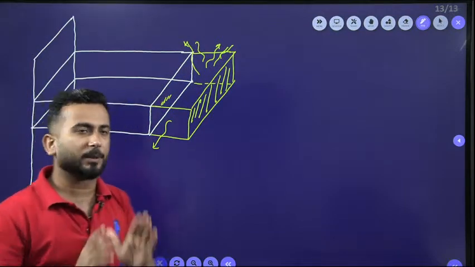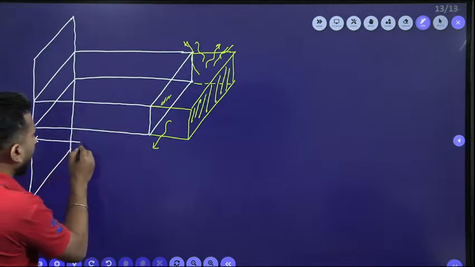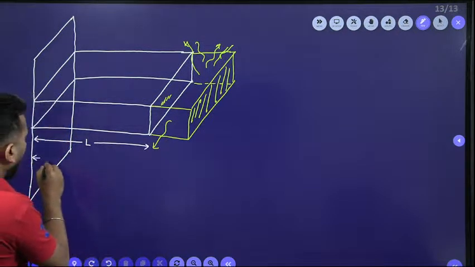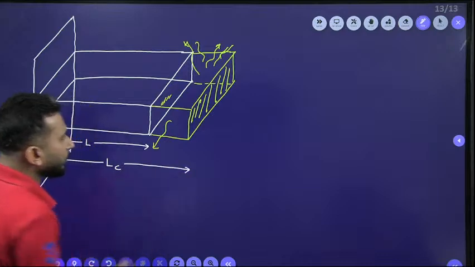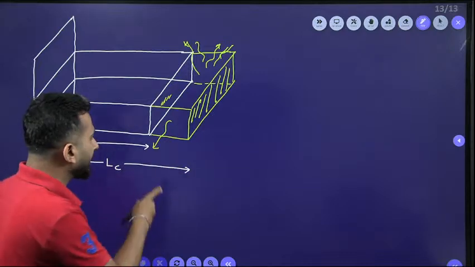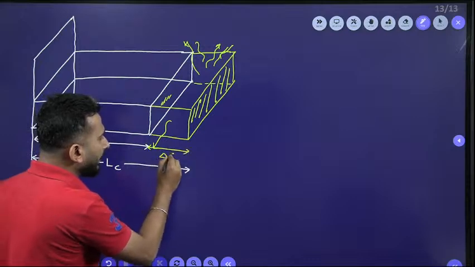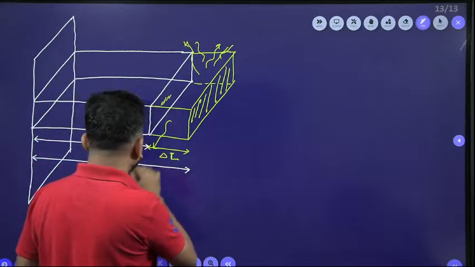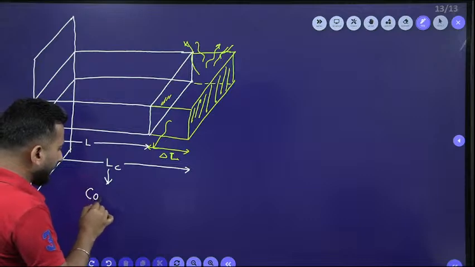That is the concept. So earlier if the length was L, now you will have to use a corrected length. That means some amount of delta L is there. So that is the concept of corrected length. This is known as the corrected length.